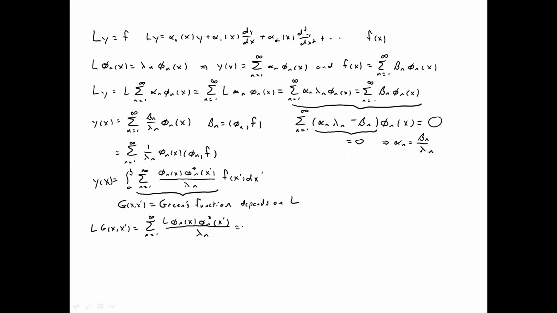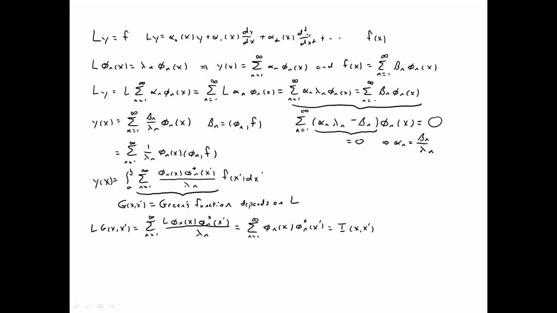What's that going to be equal to? It's going to be a delta function. Actually, that's not going to be a delta function yet. This is going to be the sum from n equals 1 to infinity of, well, L acting on phi n is just going to give me back the eigenvalue times phi n, but the eigenvalues are each going to cancel with the eigenvalues in the denominator. So this is just the sum of phi n of x, phi n star of x prime. And this is something we can call the identity between x and x prime.